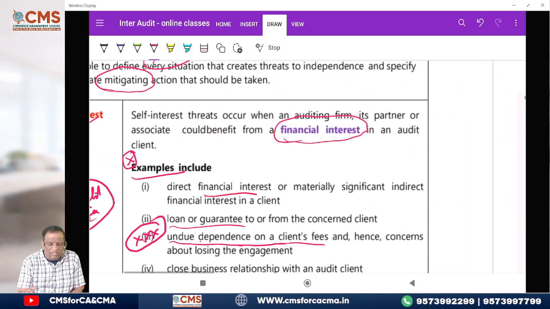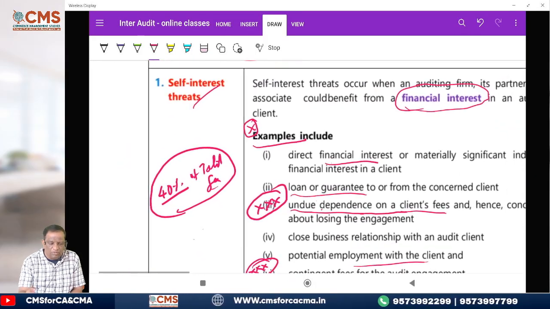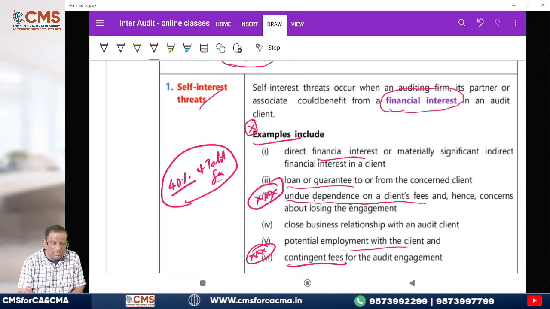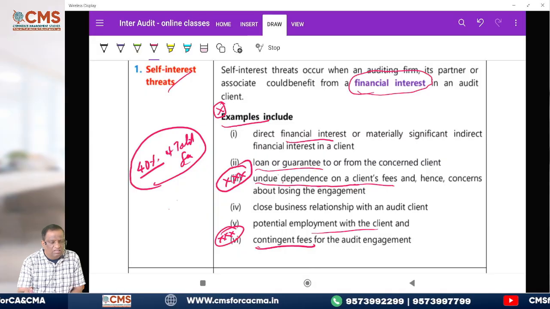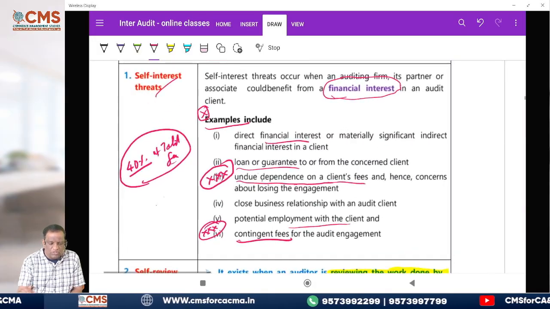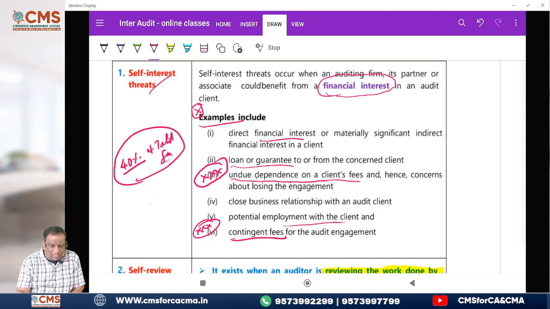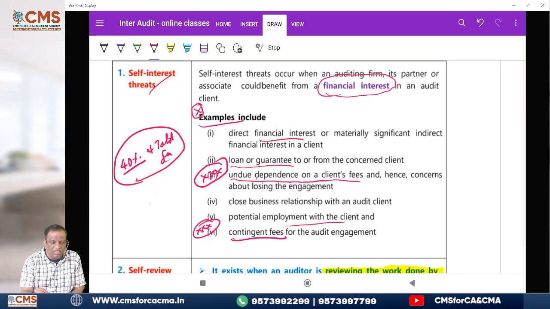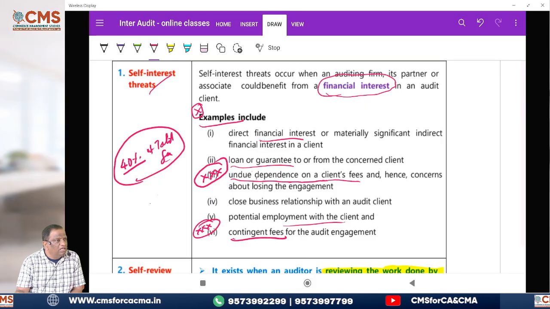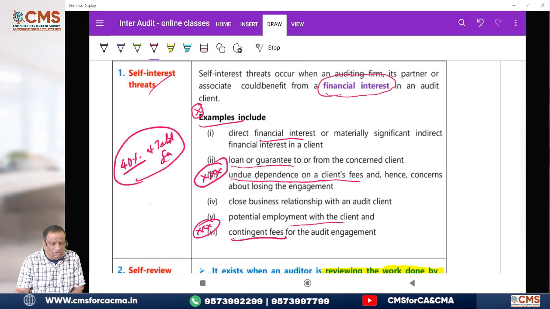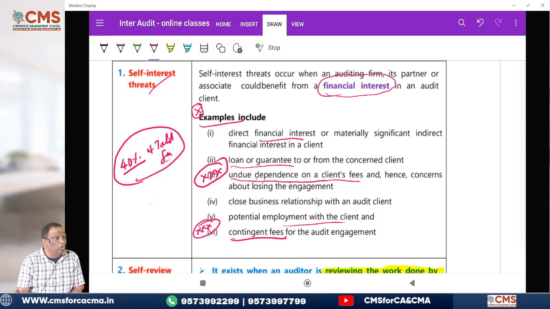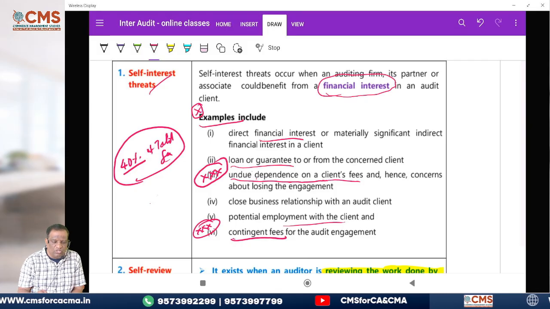Now we will learn 3 little details into it, because he is asking you specifically. When I say self-interest, it can be a financial interest. So either direct financial interest, or some loan or guarantee is taken, or the most important one, which I have marked with 3 stars, remember that. Otherwise, logically you can connect the remaining ones, like when I take a loan, there is a threat and all that. But this one you may miss.